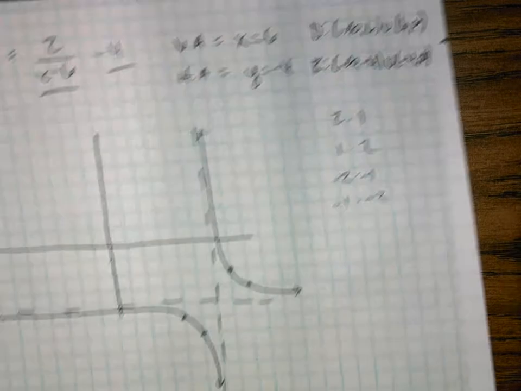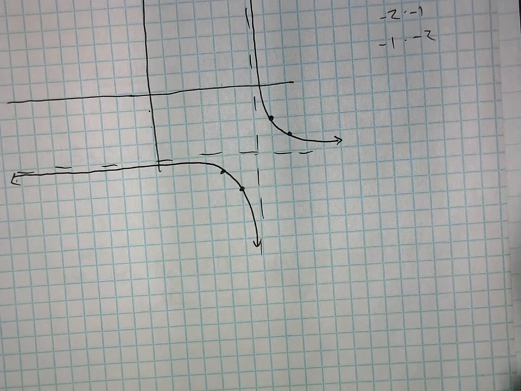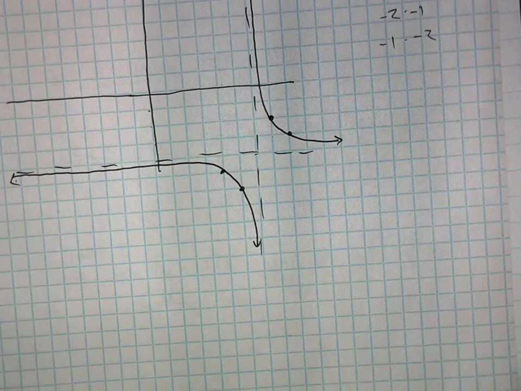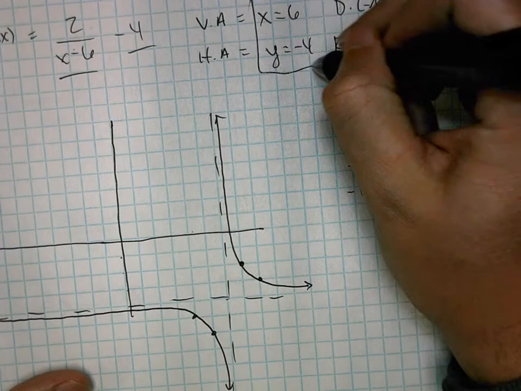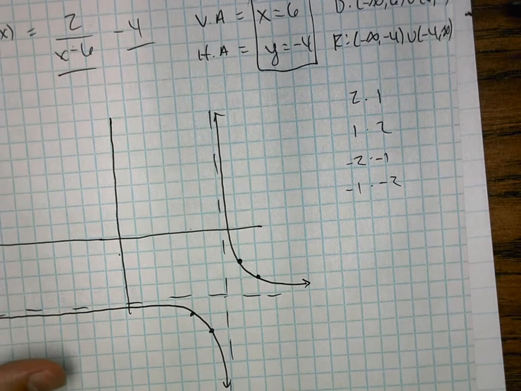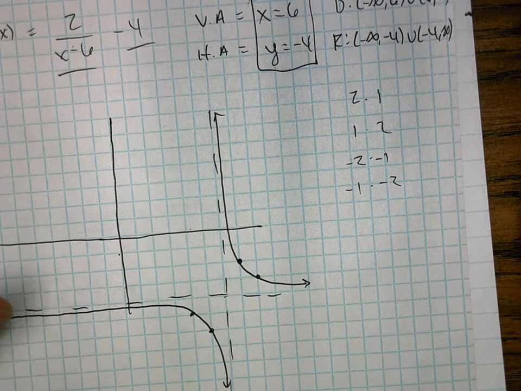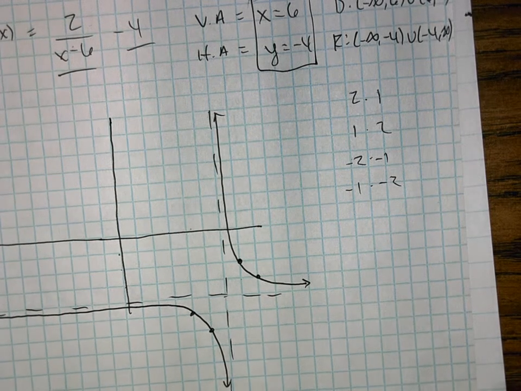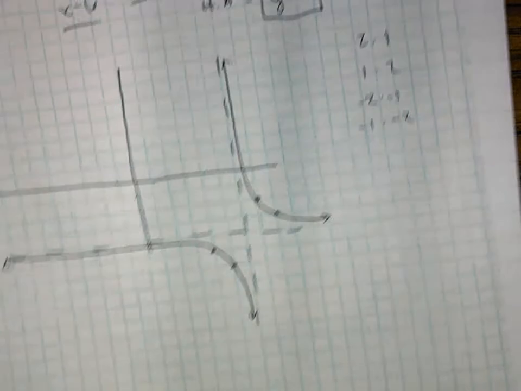49, state the equations for vertical and horizontal asymptotes. That's right here. 50, sketch that function.